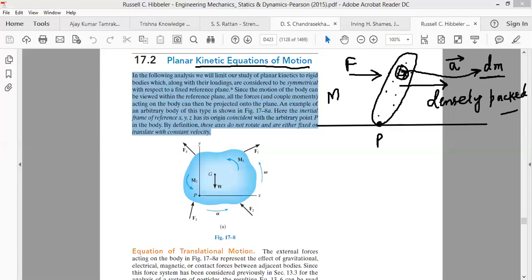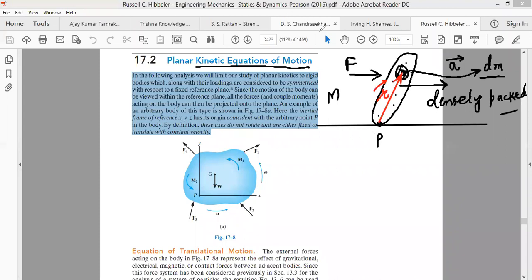Now, for this small mass dm, let's suppose from point P, this small element lies at a distance, let's call that distance r. r is a vector. It lies at a distance r from point P.